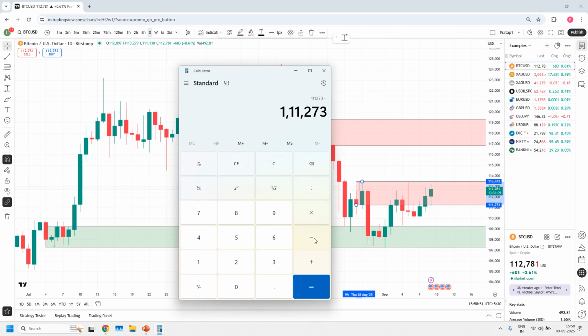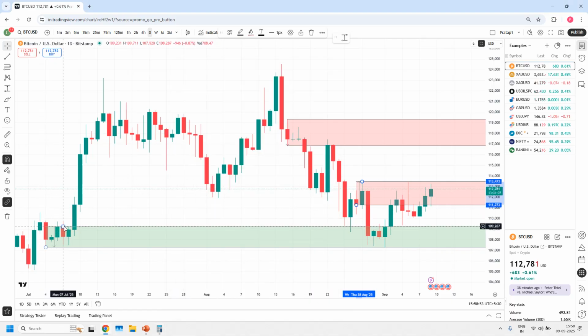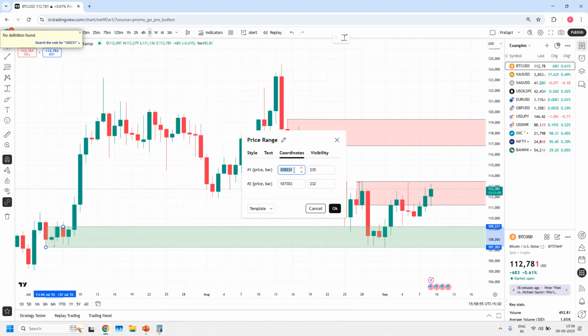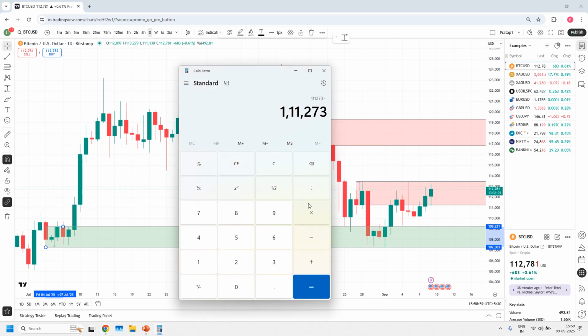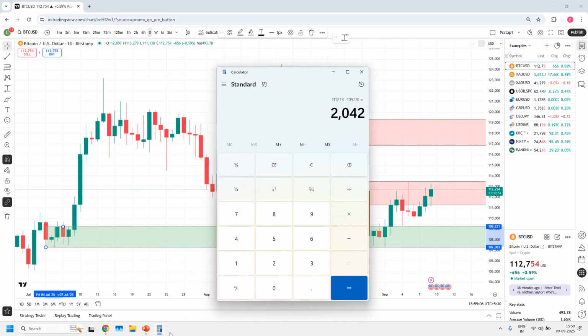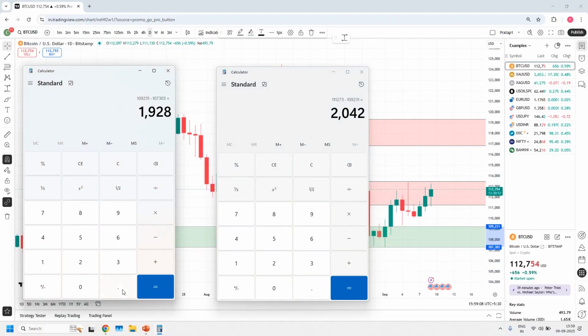This is our target value. And what is the entry here? Earlier we took the entry at 109,231. You would have got 2,042 US dollars profit. You achieved at least 1:1 RR.